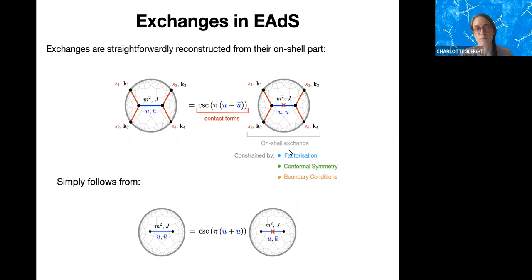And this is constrained by a combination of factorization. So this means that by locality, on-shell, an exchange must factorize into its three-point subdiagrams, just like in flat space. But in AdS and also de Sitter, these are constrained by conformal symmetry and any boundary condition that you want to implement on your fields. So we've seen that boundary conditions are quite straightforward to implement in this Mellin formalism. It just amounts to multiplying by the appropriate linear combination of the projectors in the internal Mellin variables u and u bar. So because we can in some way correct for boundary conditions at the end, let's first focus on the requirements of factorization and conformal symmetry.